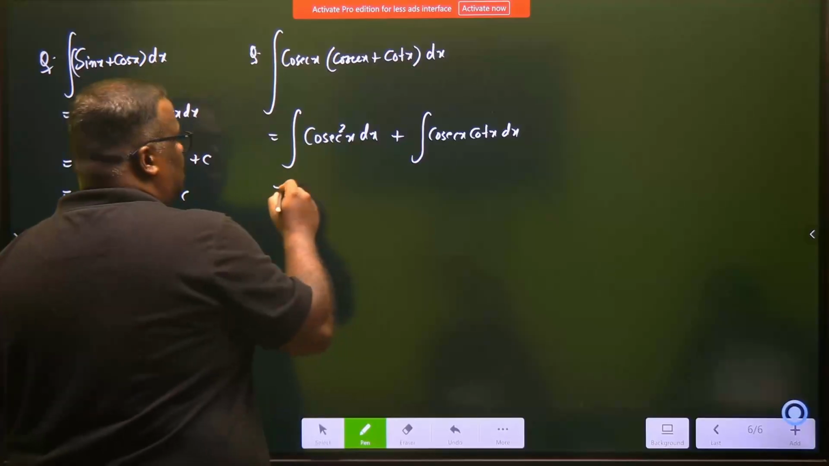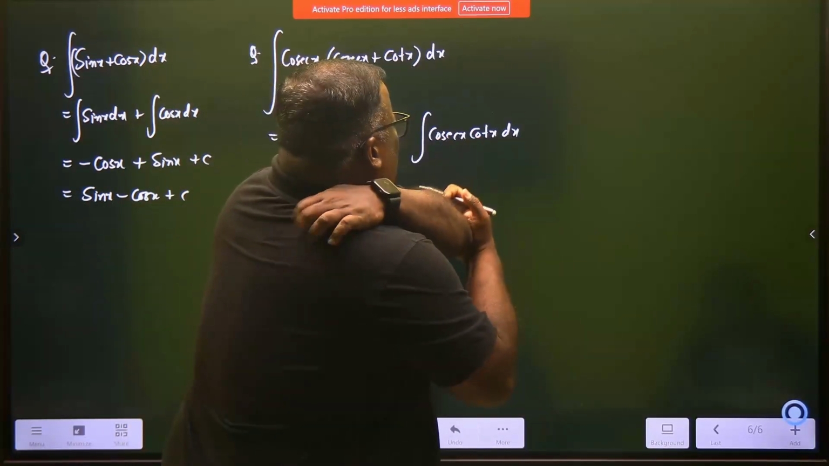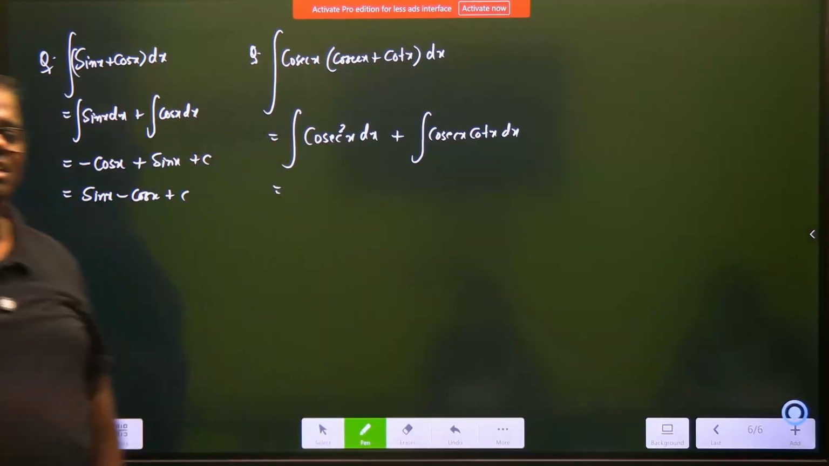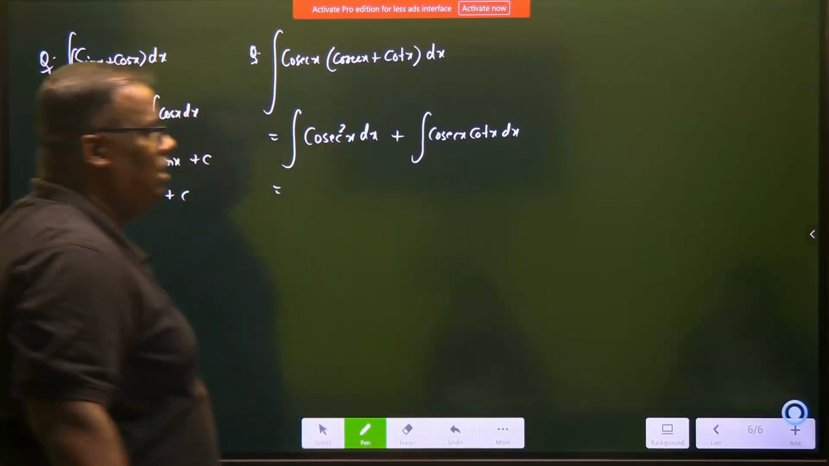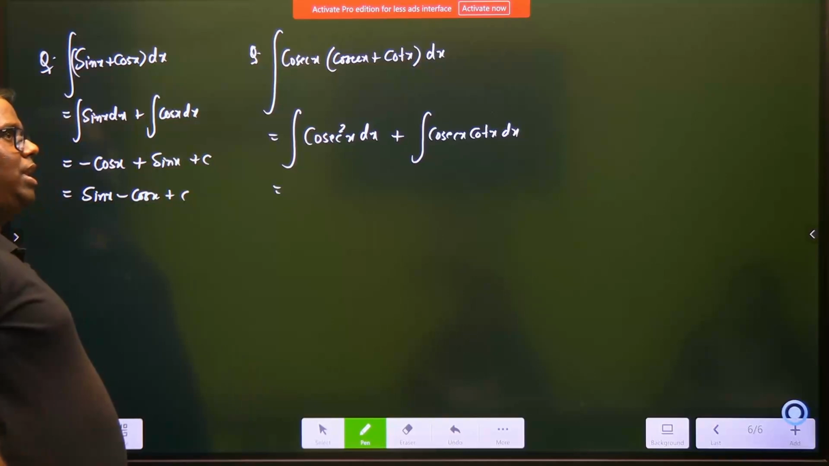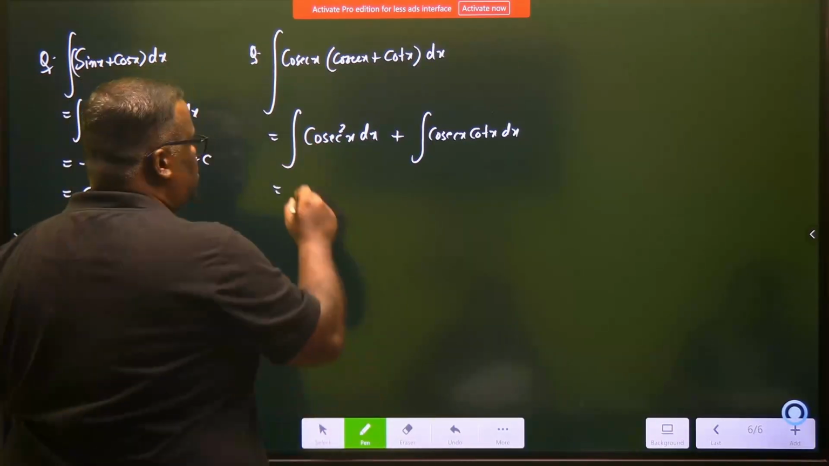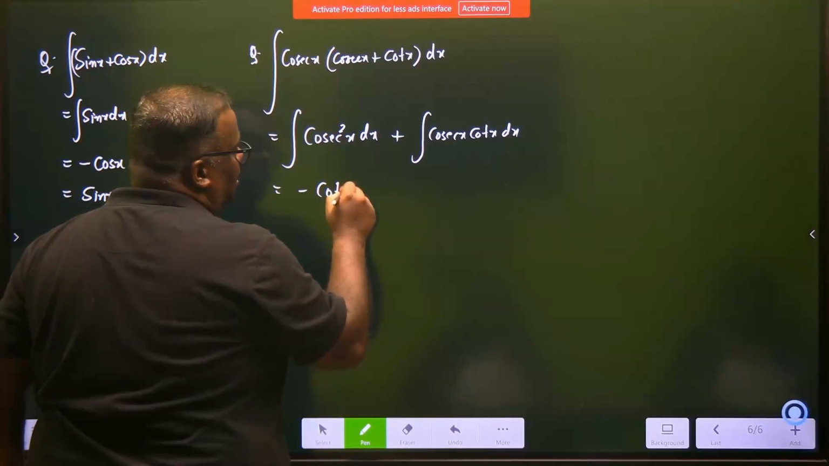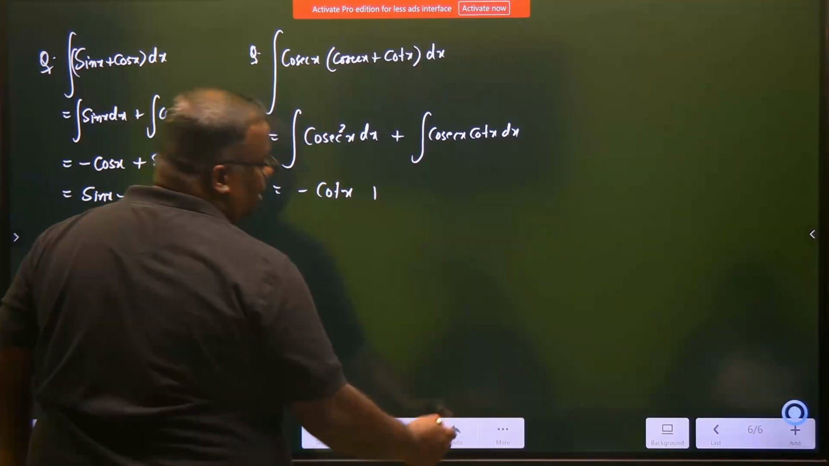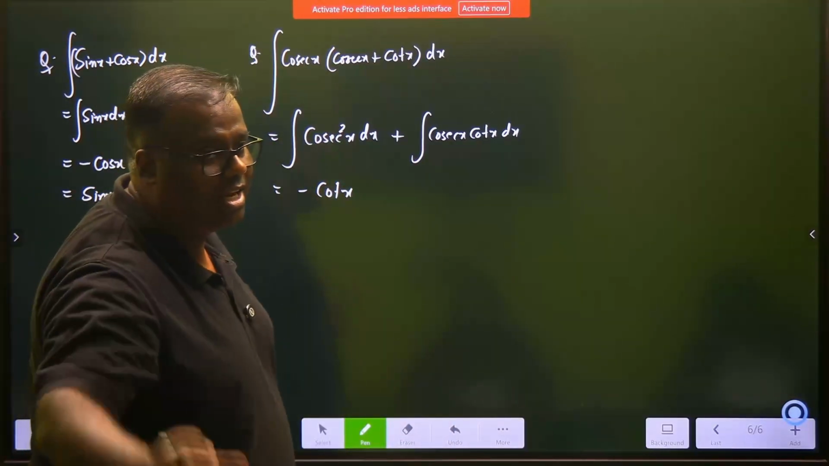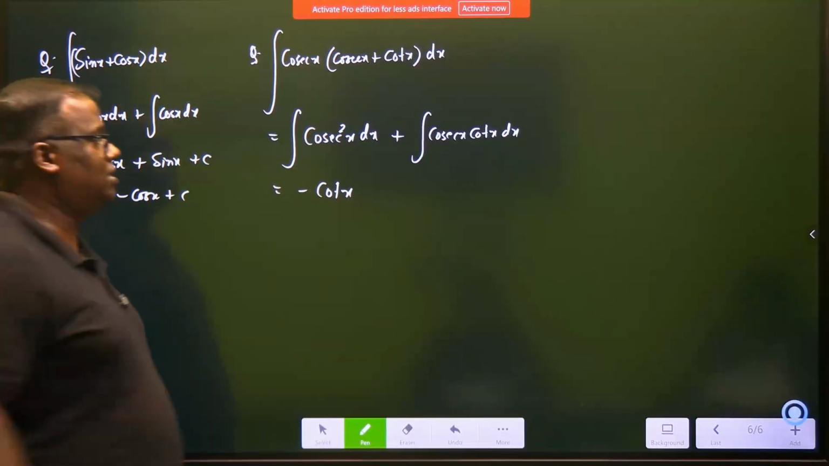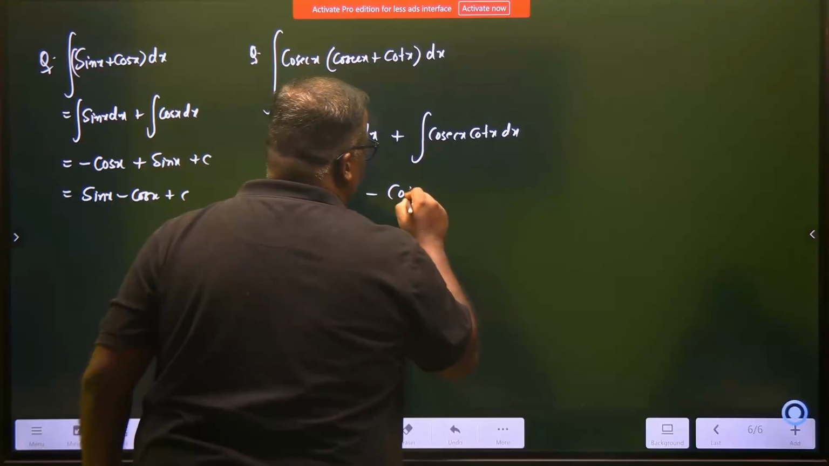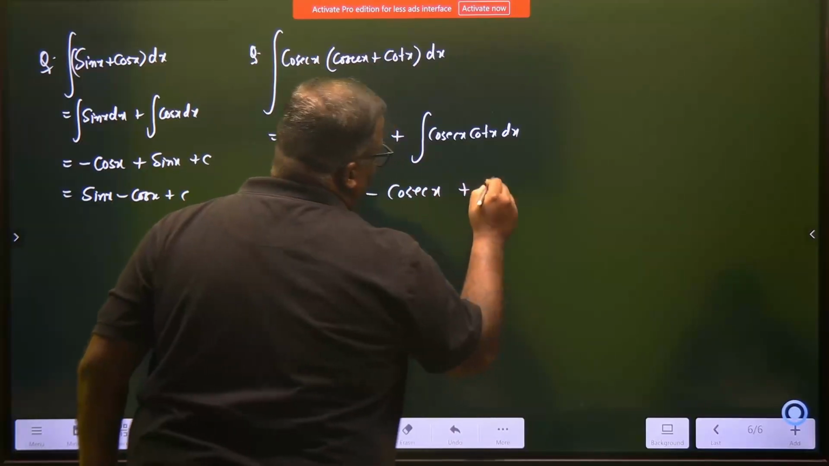Acha, cosec, cot, cos, these are all shaitan. They're always negative. They'll always be negative. So d/dx of tan x is sec square x. d/dx of cot x is minus cosec square x. So this will be minus cot x. And d/dx of sec x is sec x tan x. d/dx of cosec x is minus cosec x cot x. So this will be minus cosec x and a plus c. Job done.